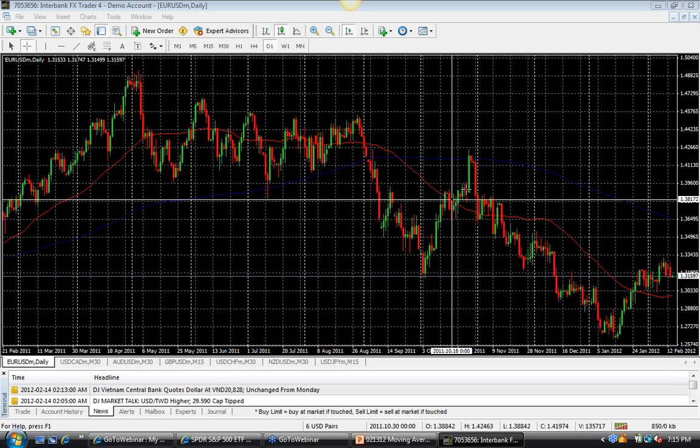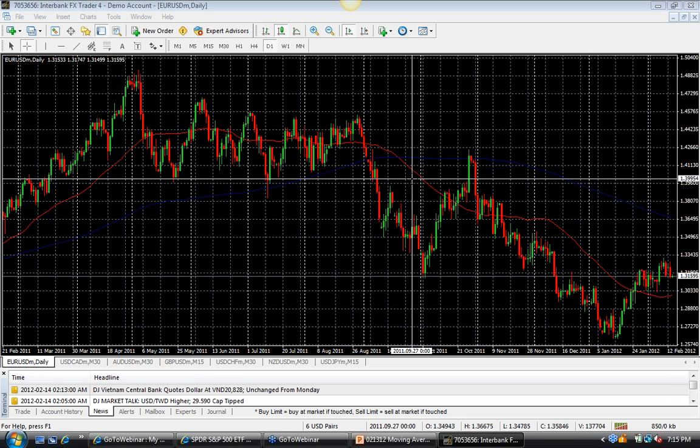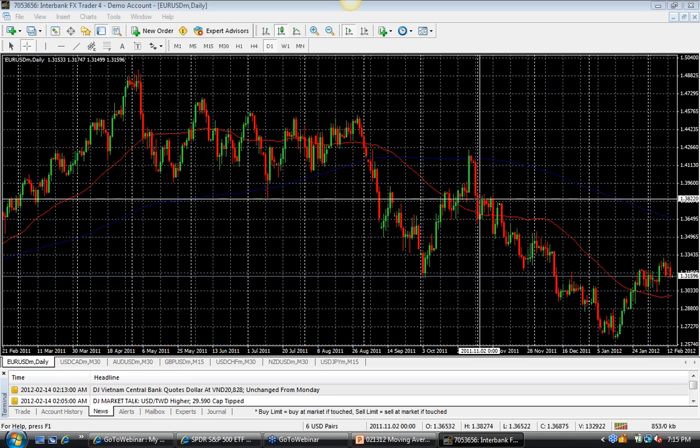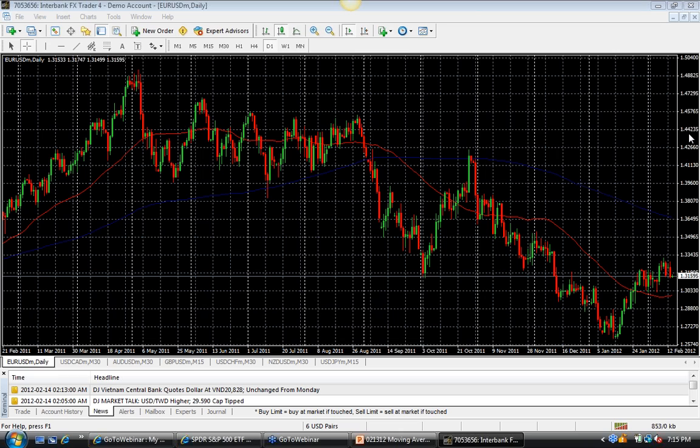So again, most of you may not be long-term traders, but I just want to show you that it doesn't matter how long you're in a trading time frame. As long as you adapt the moving average periods, then you can trade any time frame as long as you understand how to use the indicator. I'm going to show you a shorter time frame just so you can see.